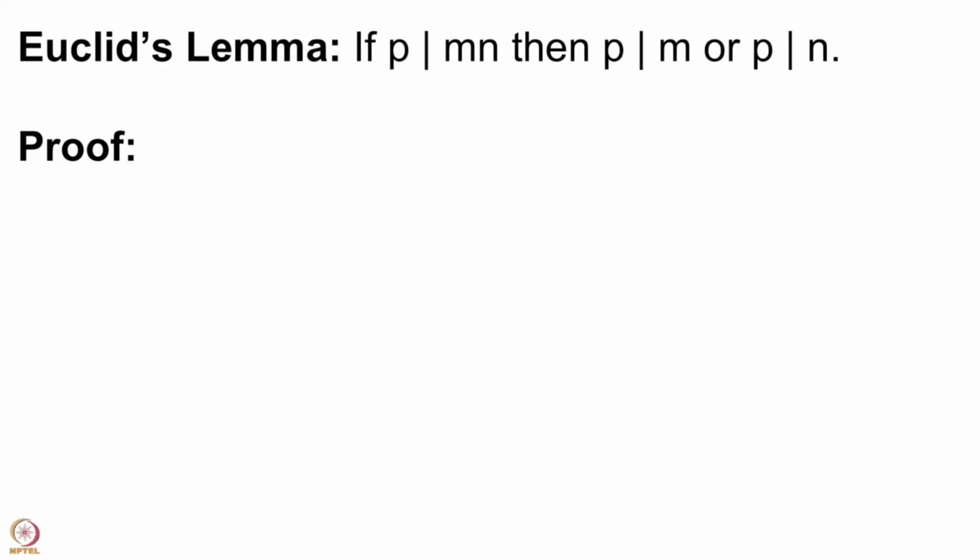Okay. So, this is the statement that if you have a prime p which divides product of two natural numbers, you take any two natural numbers m and n and assume that p divides the product mn, then p should divide m or p should divide n. The prime p will have to divide one of them. It cannot happen that p is a prime, it divides mn and yet it does not divide any of the m and n. Okay. So, let us see a proof of this.